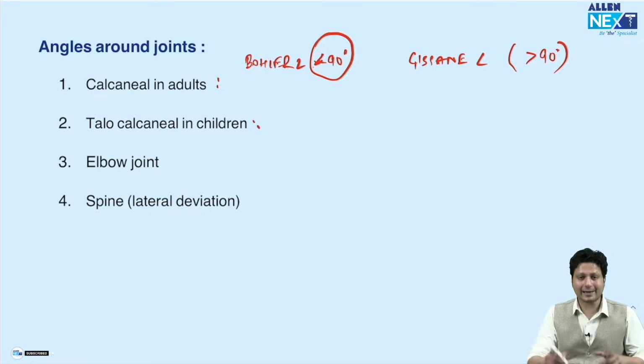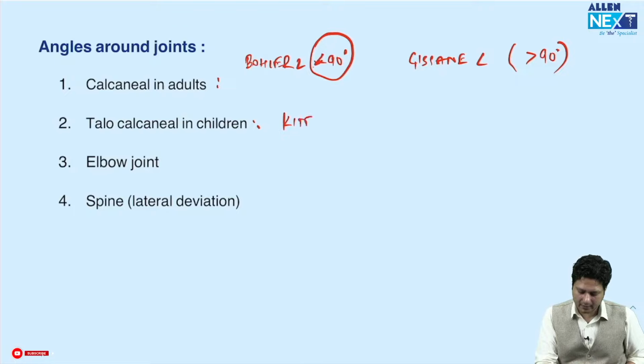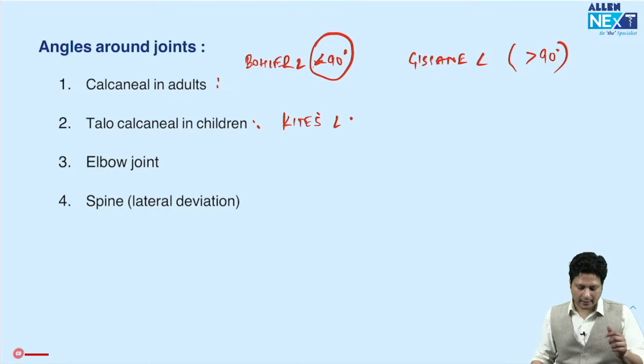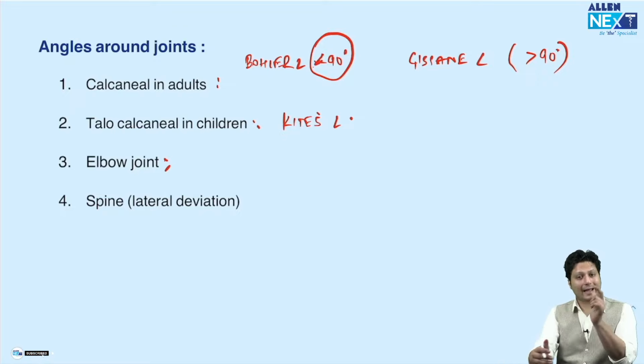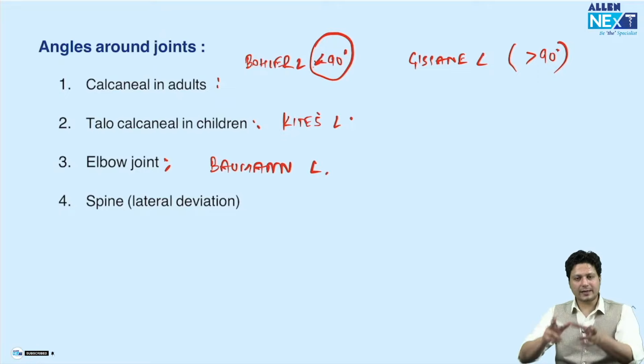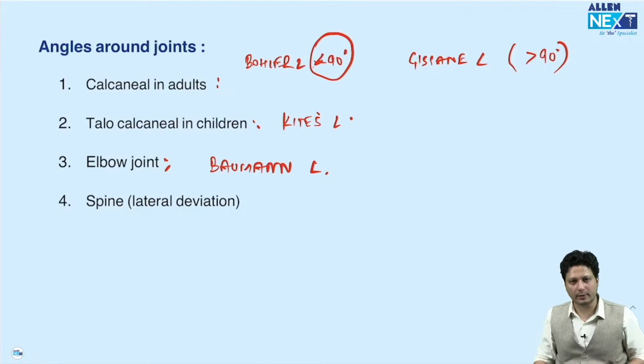Second is the talocalcaneal angle in children. Now, if it is constructed in case of a child where you can very easily see that this is the x-ray of the child, then this is Kite's angle. It is not the Bohler or the Gissane angle. Next, if the angle is constructed around the elbow joint, then it is Bowman angle. All right. If they give you the x-ray and in that x-ray they construct the angle and then ask you what is the name of this angle, the answer straight away is going to be Bowman angle.